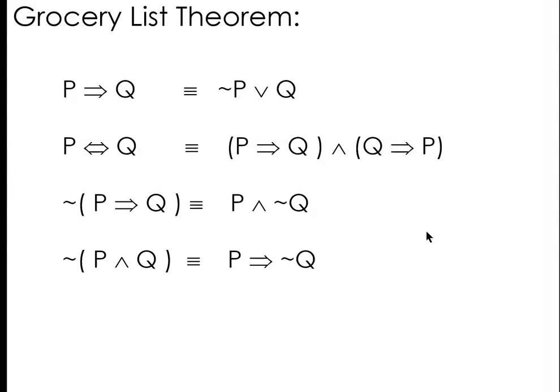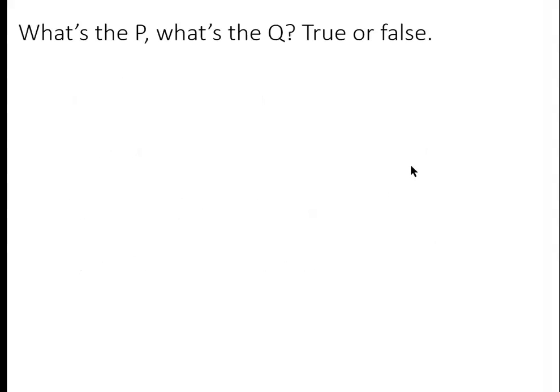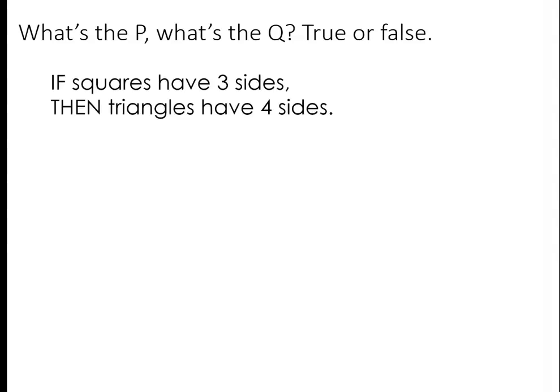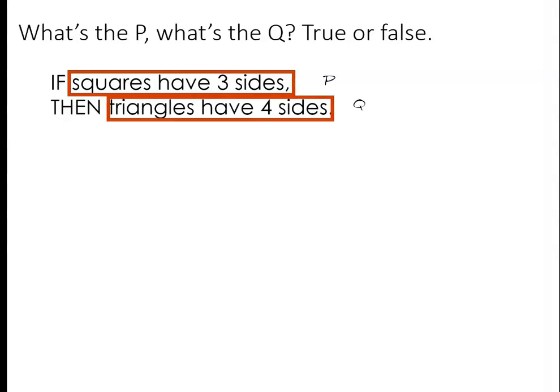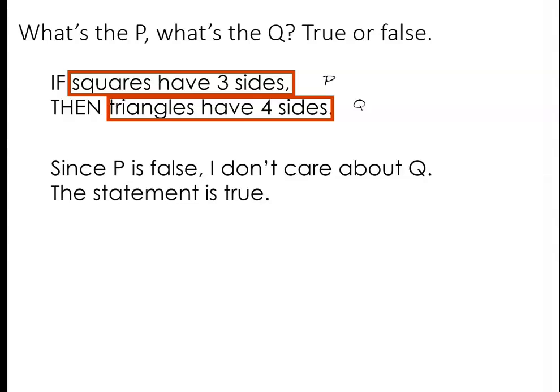So let's look at some example problems. In these sentences, I want to say what's the P part, what's the Q part, and whether the statement is true or false. So if squares have 3 sides, then triangles have 4 sides. That's the P part: squares have 3 sides. Q is triangles have 4 sides. Since P is false, don't care about Q. The entire statement is true.